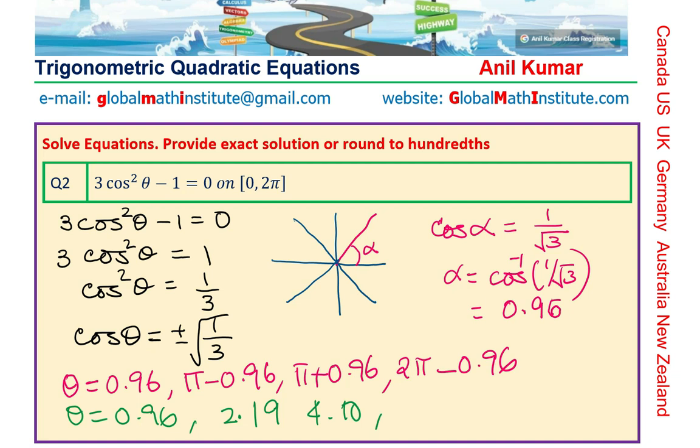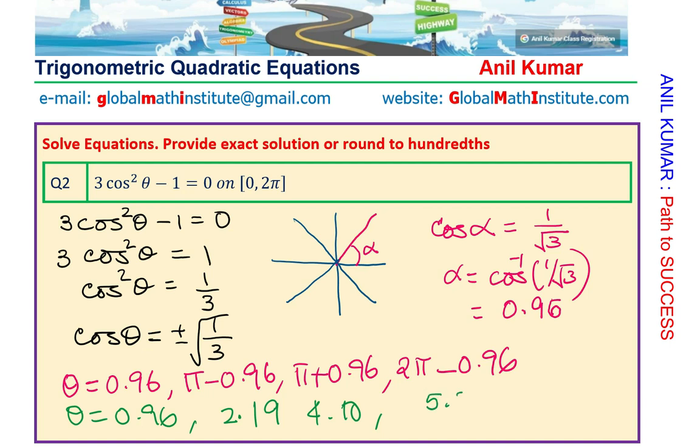And then we got 2 pi. So 2 times pi minus 0.955, I'm using, and I get 5.328. So 5.33 radians, right? So all these are in radians. So these are the angles in this particular case. I hope you are with me.